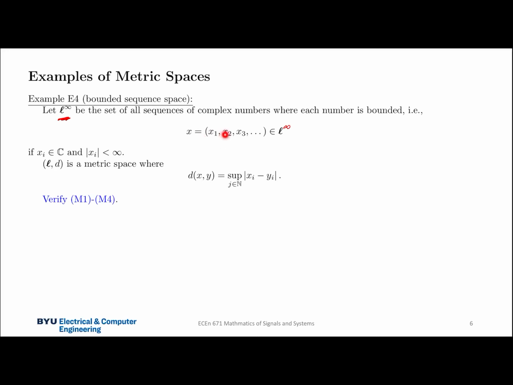So if each of these elements here is bounded, then we can define this set, the set of sequences of complex numbers where each element is bounded. Okay, now if you define D to be the supremum of x minus y, I need to take a tangent and explain what we mean by these symbols here.